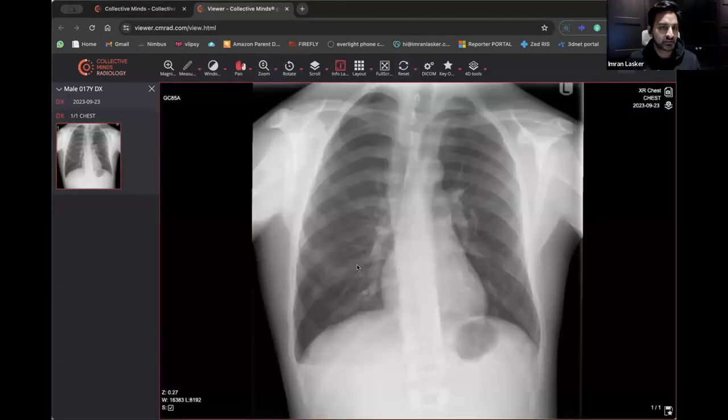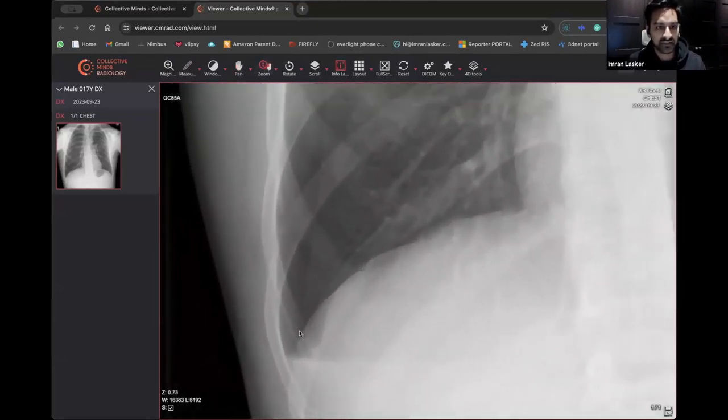And someone actually touched upon the possibility that there is some blunting of that right costophrenic angle. So if we look at that right costophrenic angle, we can actually see there is something going on here that looks like a straight line. And you should never really have any straight lines in the human body. Most things are curved or wriggly. You shouldn't have straight lines.